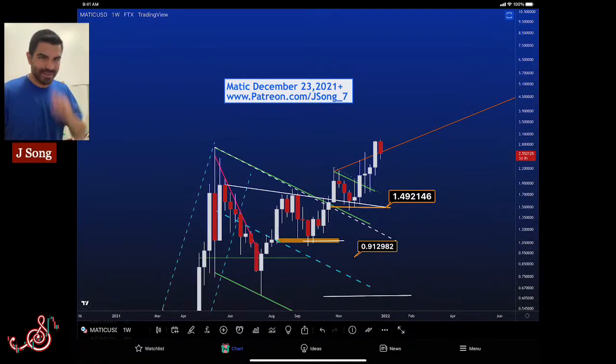Now, since you brought up Matic, let's take a look at Matic. There's something I want to point out and show you guys. So one of the principles you guys can always remember, the principle that really got me in my younger days when I was first learning to be more confident in technical analysis.